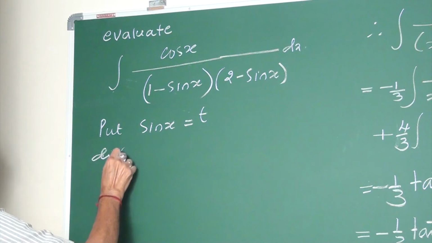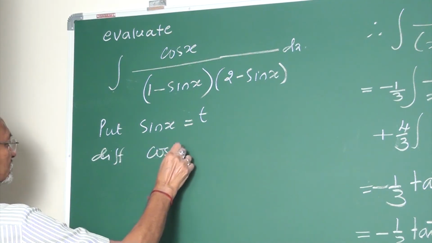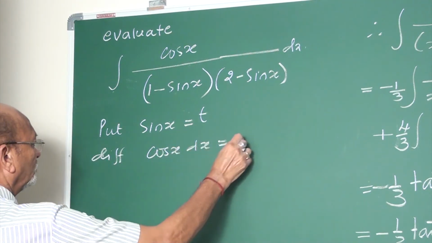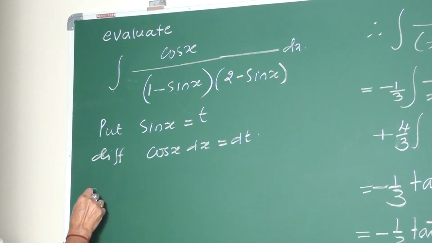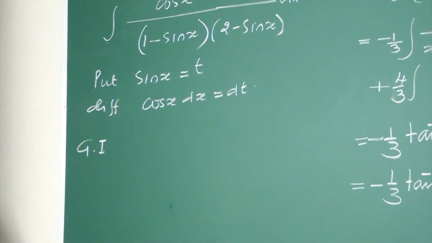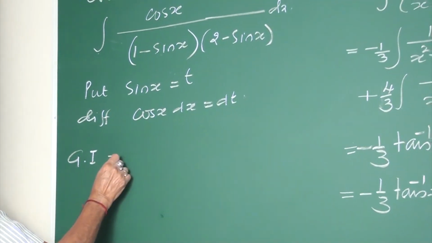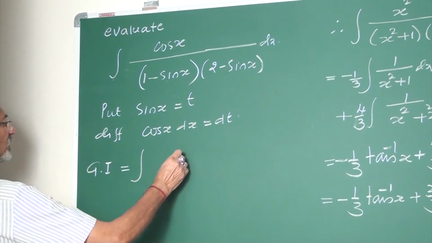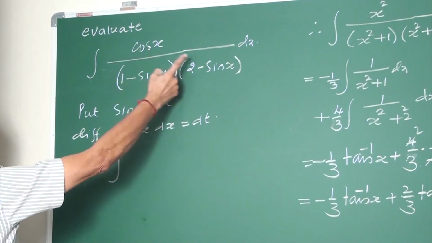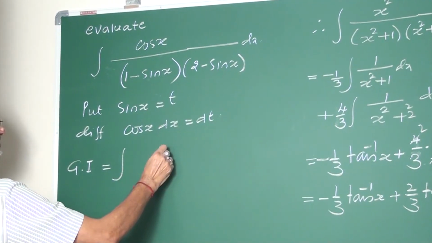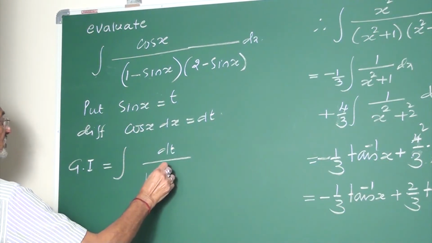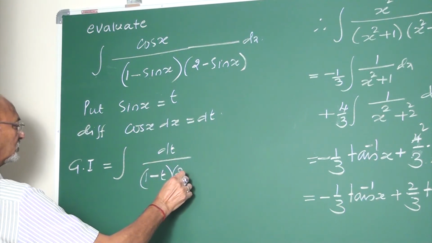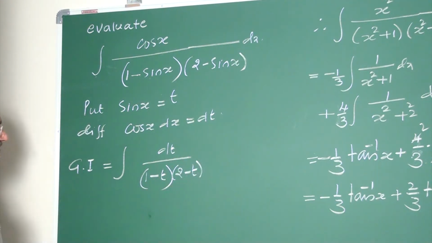Differentiating, cos x dx equals dt. Therefore, substituting in the given integral, this is the integral, where cos x dx is dt, and down is (1 minus t) into (2 minus t). Now you consider only this integrand.